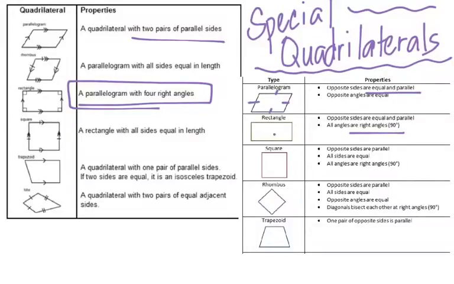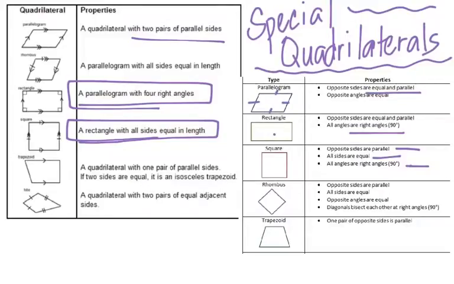We also have a square. Now, a square is a special kind of rectangle. Okay, look here. It tells us it's a rectangle with all sides equal in length. Now, we still see that all the opposite sides are parallel. We still see that all the angles are right angles, but all the sides are equal. So that is a special rectangle.